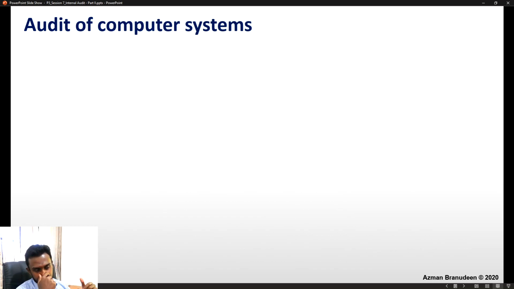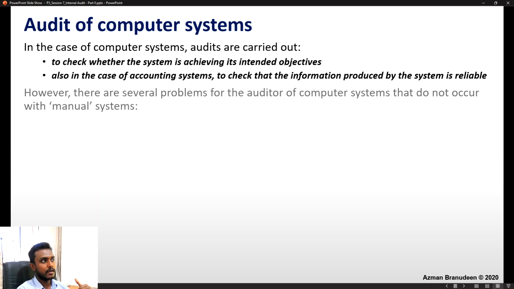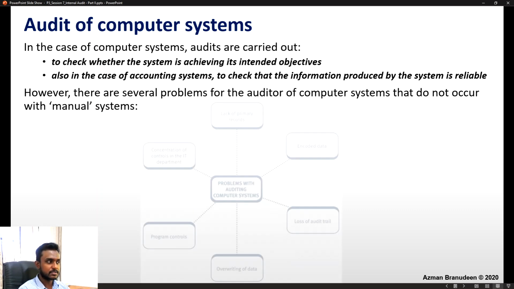Now we enter a very important aspect of audit, the audit of computer systems. In the case of computer systems, audits are carried out to check whether the system is achieving its objectives. Also, in the case of accounting systems, to check that the information produced by the system is reliable. However, there are several problems for the auditor of computer systems that do not occur with manual systems.